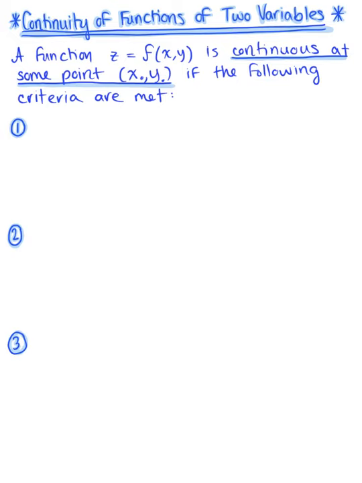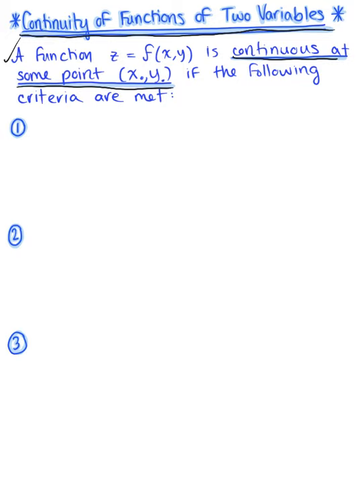So here we are looking at the criteria for the continuity of functions of two variables. I want you to think back to single variable calculus, where there were 3 criteria that we needed for a function to be continuous at a point. It still holds true here. So we say that a function z equals f of x, y is continuous at some point x naught, y naught, if the following 3 conditions are met.